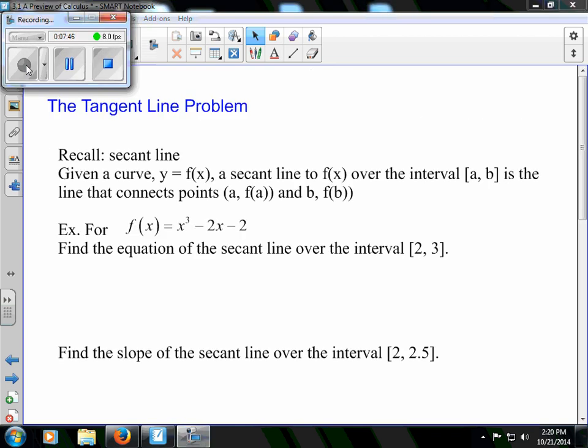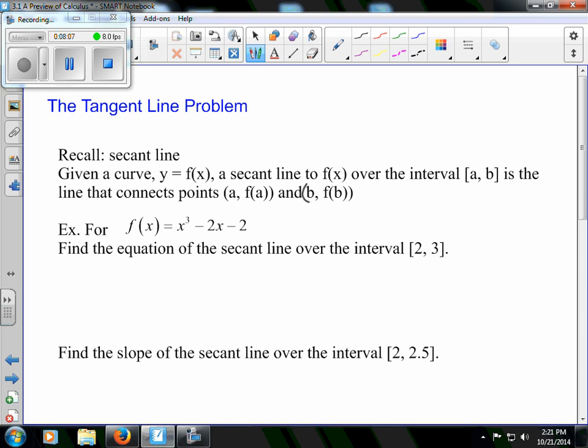All right. Still in 3.1, we're going to talk about the tangent line problem now. These are specific examples that I'm going to want you to do in this section. So we have the secant line, tangent line issue. We have 2 points. I'm calling them A, f of A, and B, f of B. I should have a parenthesis there. And I'm talking about a cubic function here. f of x equals x cubed minus 2x minus 2.